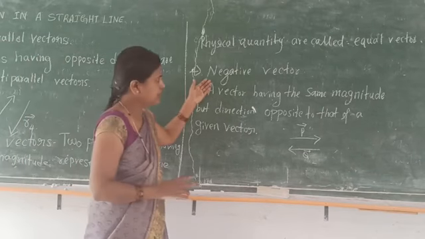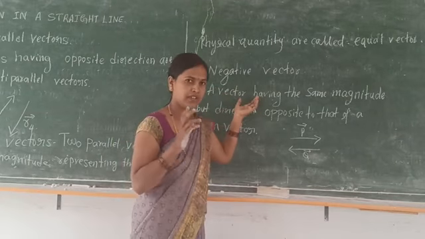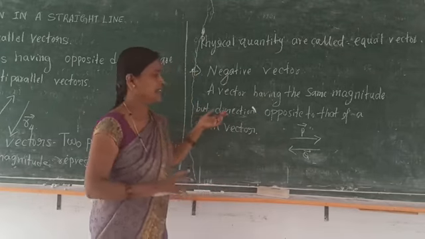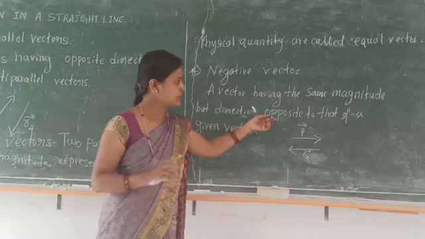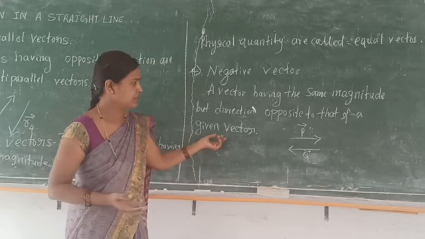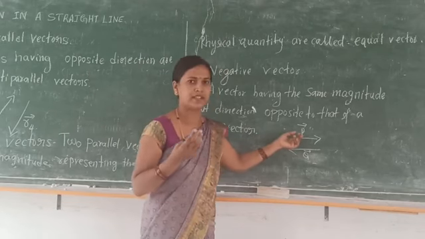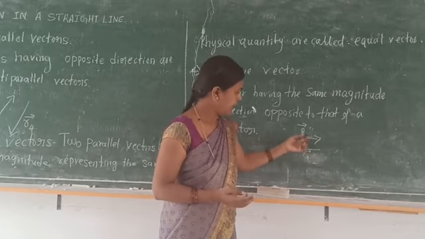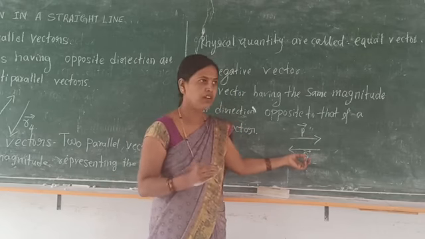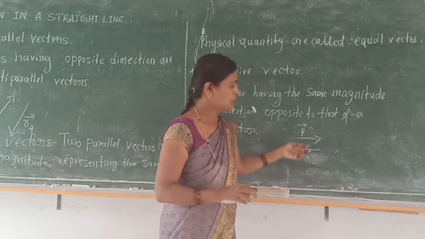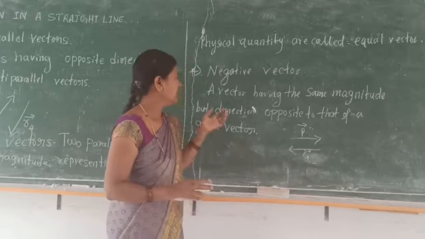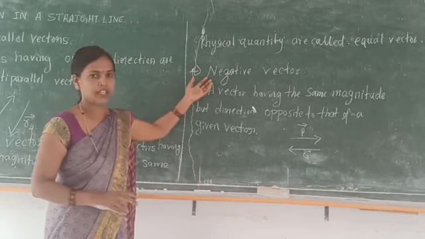In the case of negative vectors, a vector has the same magnitude but the direction is opposite to that of the given vector. So vector P has a magnitude of 4 and Q also must have 4 units, and these two are opposite to each other. Then we can call it a negative vector.